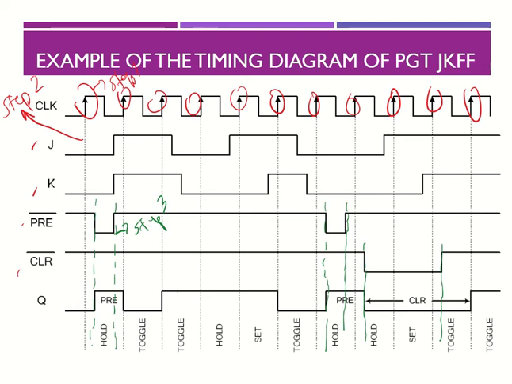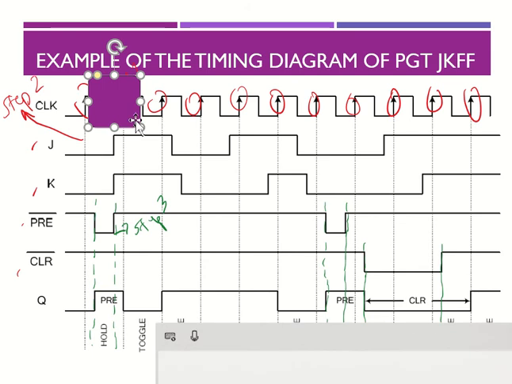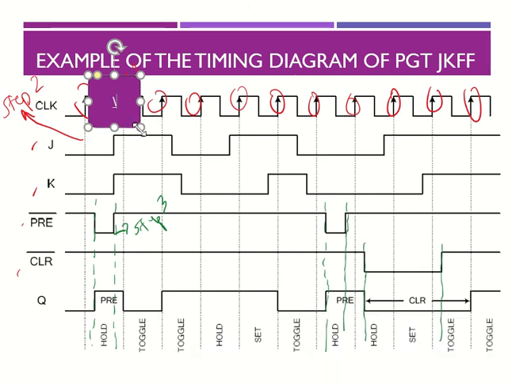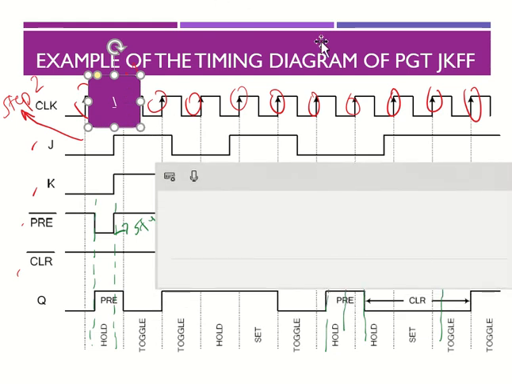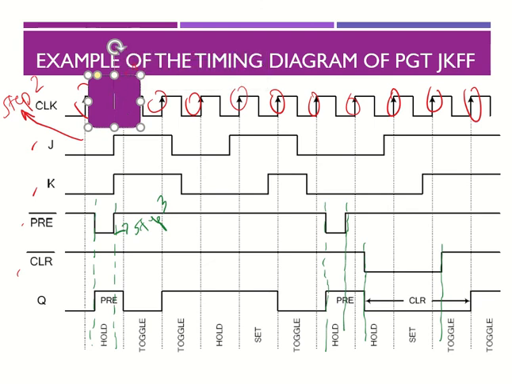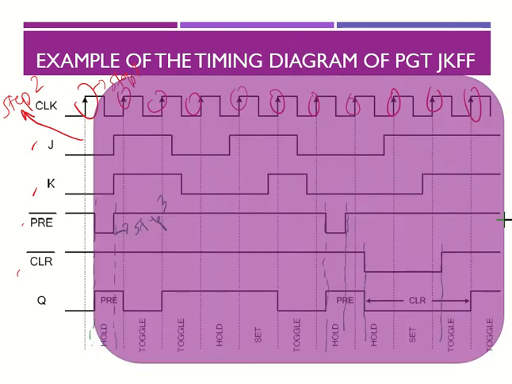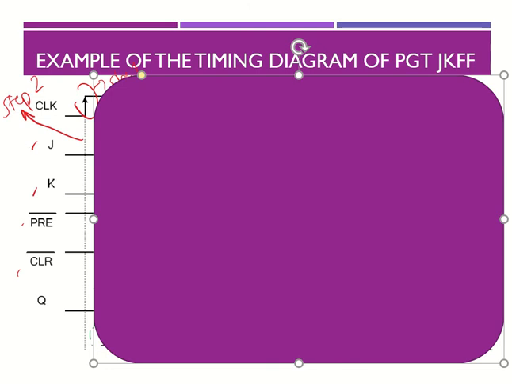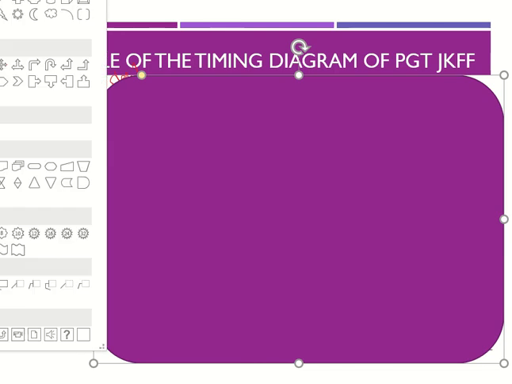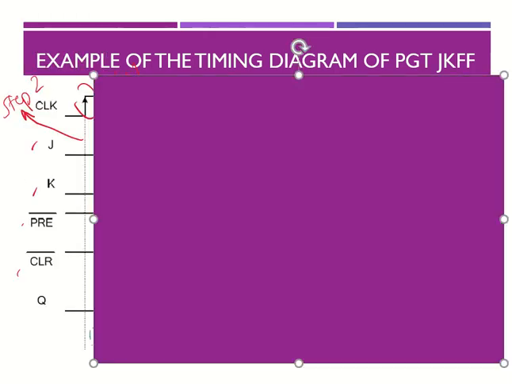Especially in a situation like this, try to analyze one by one. First focus on this part. You have a clock and you have J and K. Your J and K are 0 0, your pre and clear are 1 1, and the clock is over here.